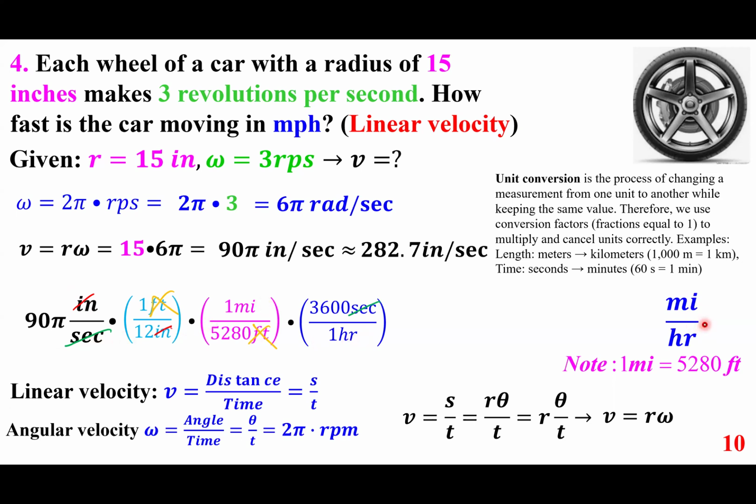Of course, now 90 pi times 1 times 1 times 3,600. And the bottom is 12 times 5280 times 1. So those are the numbers. And roughly with a couple of decimals, 16.065 miles per hour. This was about unit conversion. And I hope everybody is okay with that by now.